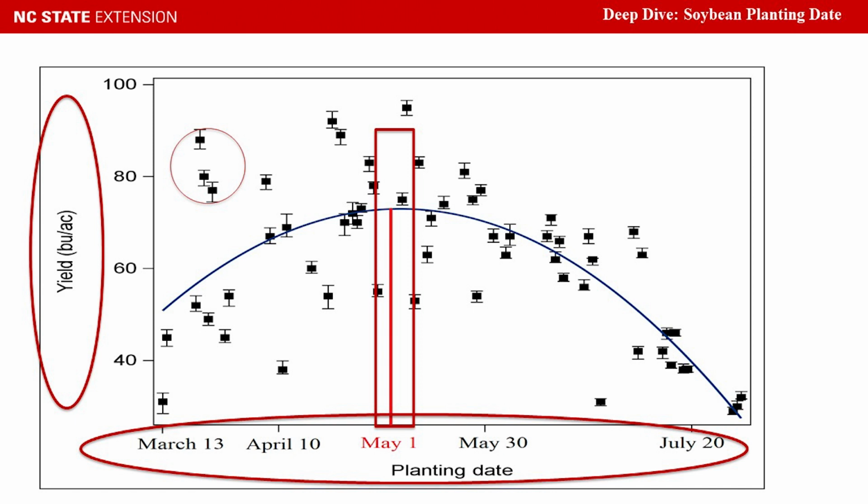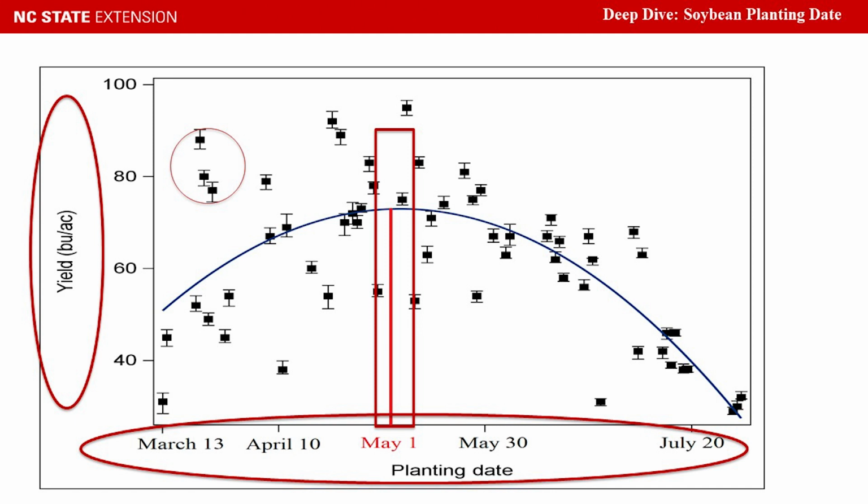Now, I want to talk about this in a little more depth. So this is a lot of research here, 5 years, 20 sites across the state exploring the relationship between soybean planting date and yield in North Carolina. Here on the x-axis, we have planting dates.